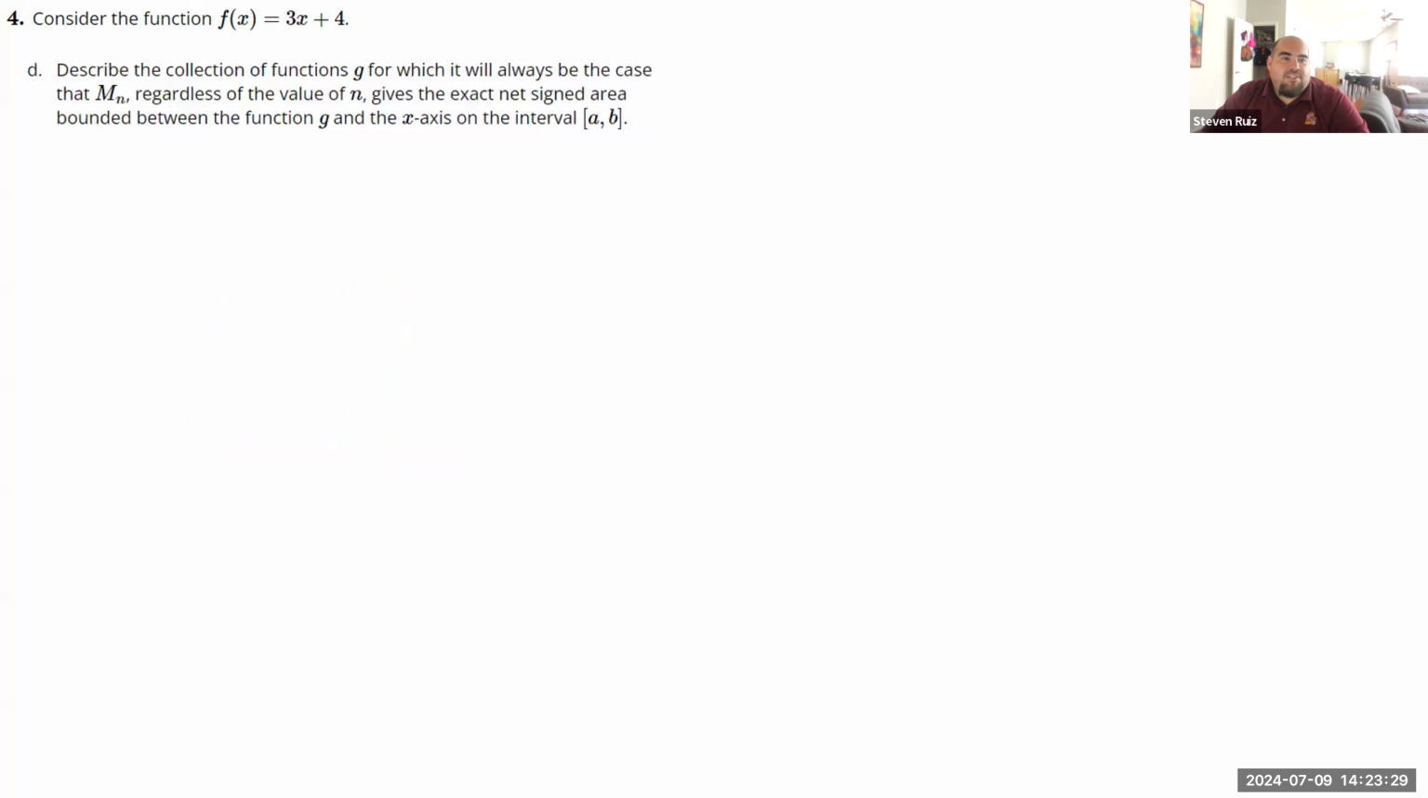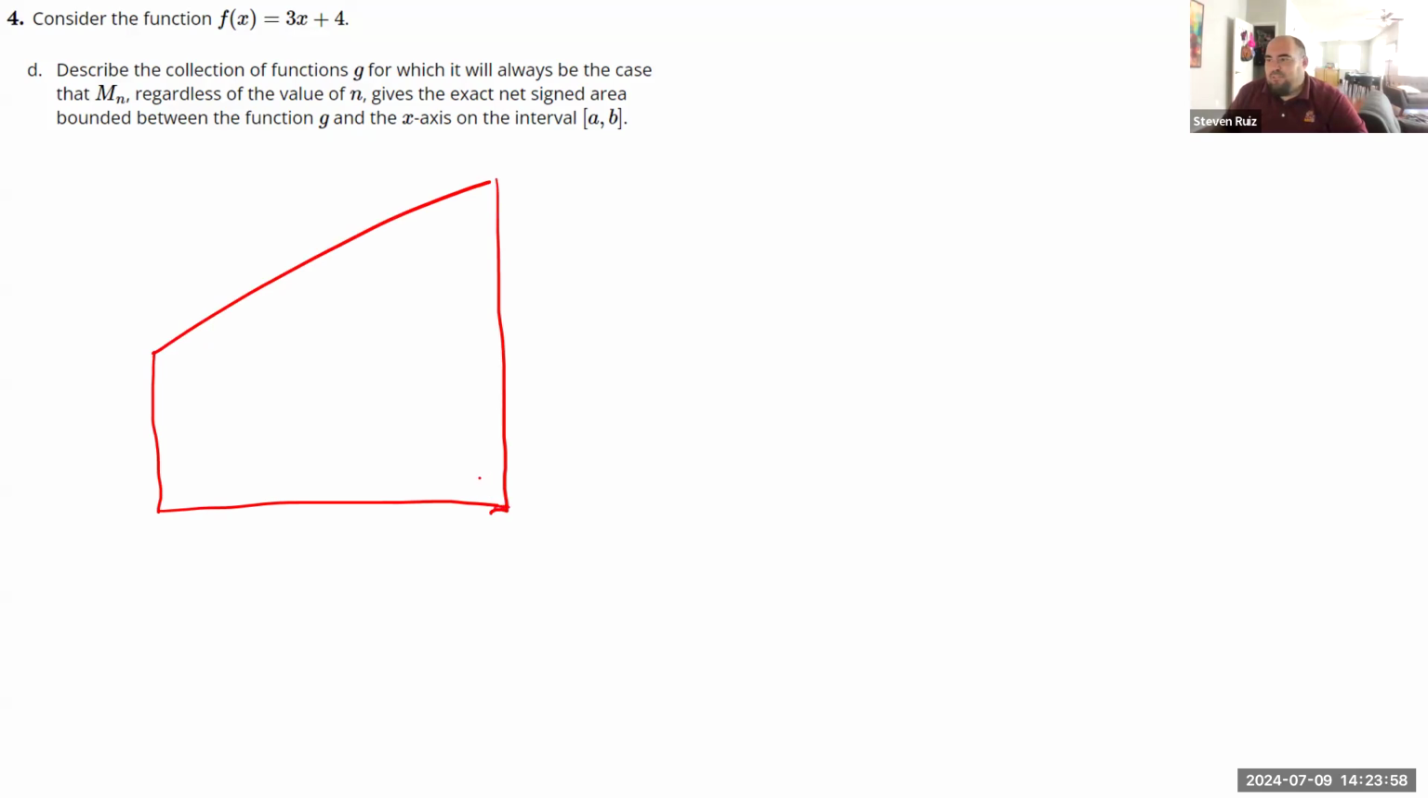And finally, D, describe the collection of functions G for which it will always be the case that the midpoint Riemann sum, regardless of the value n, gives the exact net signed area. So here's something we can say. I think no matter what kind of linear function I have, that midpoint Riemann sum is going to basically be acting on a trapezoid. You're going to get the exact value of your area. But can we open it up? Can we be more inclusive in that? Does the function have to be linear for this to work?